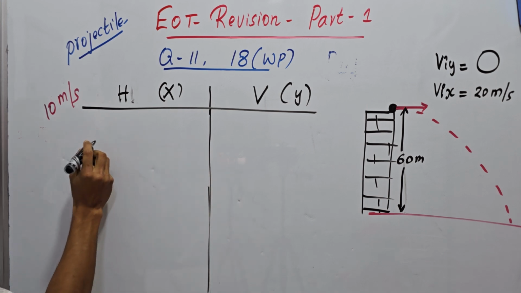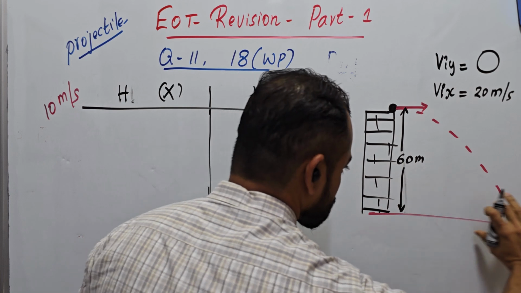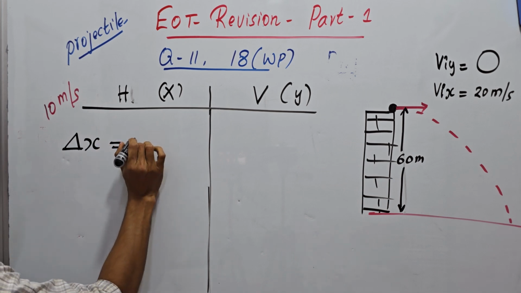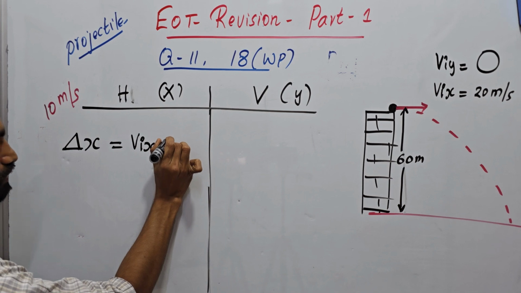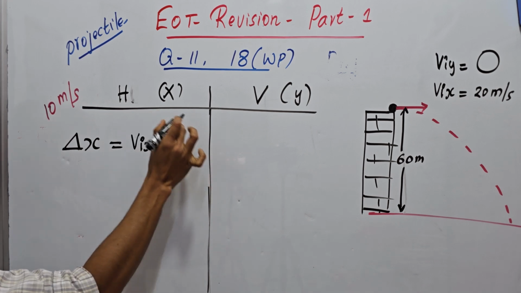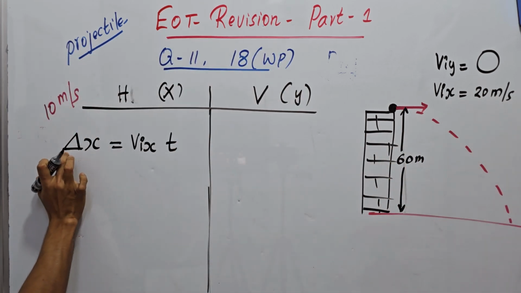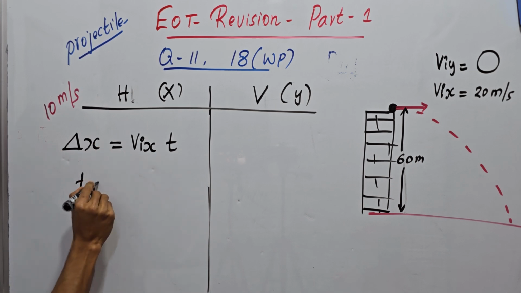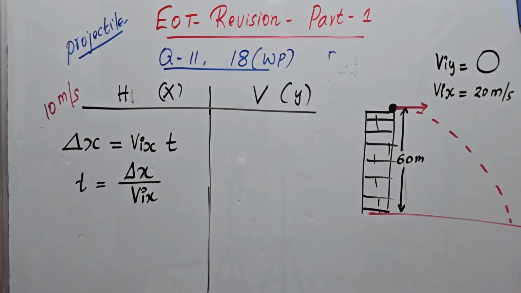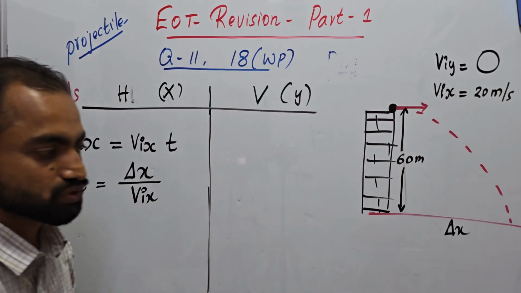Okay, so I will write the equation. In the horizontal motion I have only one equation: the distance traveled, range or delta x, the distance traveled in the x direction, is equal to initial velocity in the x direction multiplied by time. If I want to calculate time, I can use this equation if I know the initial velocity in the x direction, that I know, 20 meter per second. Rewriting, t is equal to delta x, the distance traveled, divided by initial velocity in the x direction. But I don't know this distance, delta x, so we cannot use this equation.